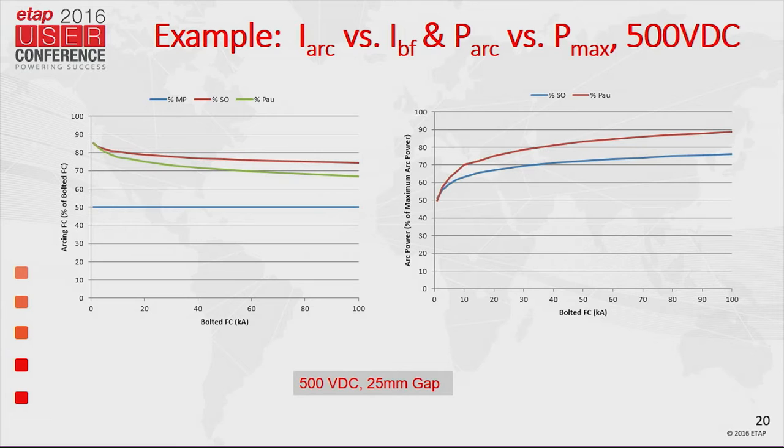Maximum power delivered to the arc, 60, 70, 80%, are kind of more typical ranges than the 90, 95 that we were looking at before. What does that mean? Again, which one is most accurate? I'm not entirely sure. But what do we know? We know that the three models are not converging anymore. You run calculations with this one, you run calculations with that one, you're going to get a different answer.